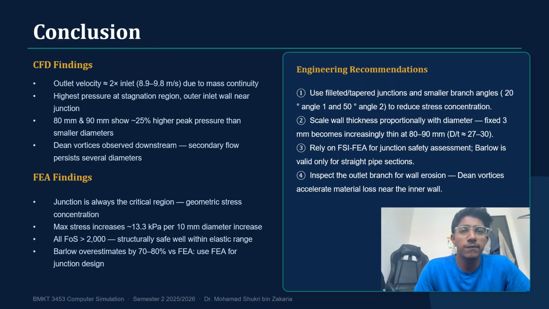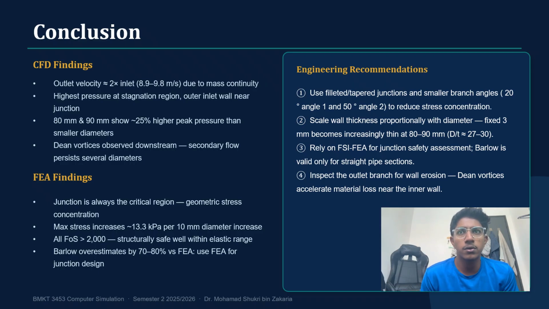First, the CFD findings. The first conclusion is outlet velocity is 2 times the inlet due to mass continuity. Next is highest pressure at the stagnation region, the outer inlet wall near the junction. Third one is 80 mm and 90 mm have 25% higher peak pressure than smaller diameters. Next is vortices observed downstream, with secondary flow persisting several diameters.